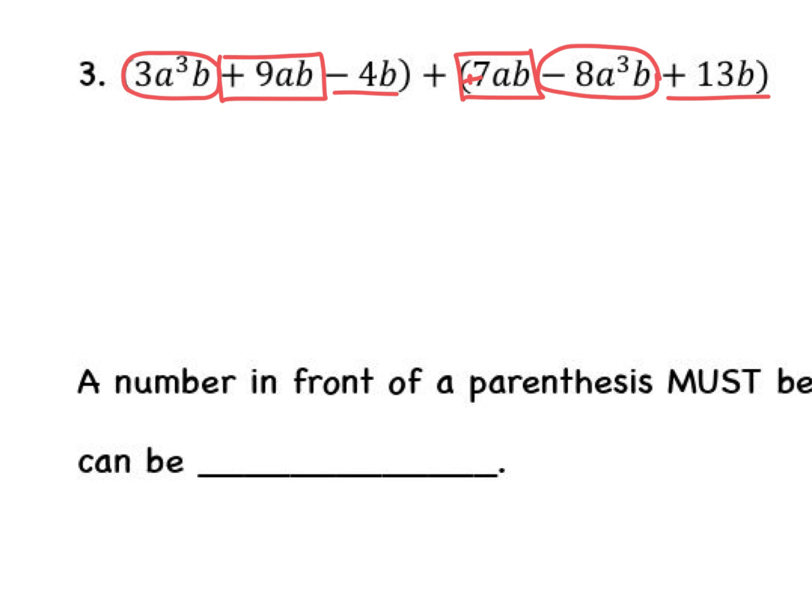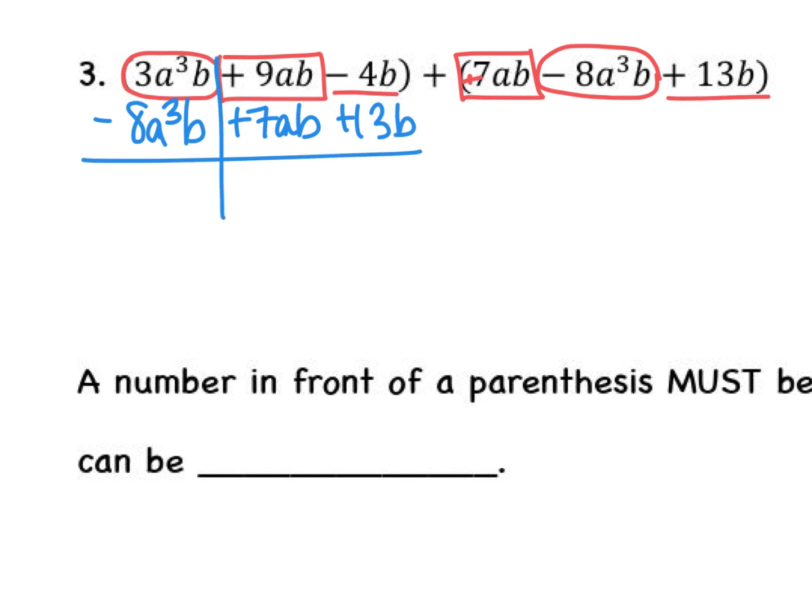So if you want to do shapes, just make sure they're not lined up. Also, if you're going to line them up like this, and again, you do whichever makes you happy, just make sure when you line them up that you're looking to make sure they match, okay? And sometimes when you line them up, like if you tried to put this 7ab with the 3a cubed b, you're like, oh, that doesn't go together, okay? So whichever way works best for you, okay?